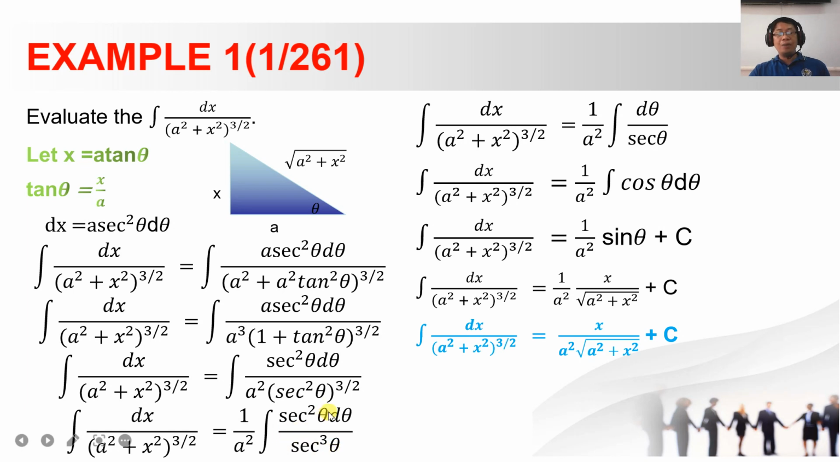So, ang sunod pong gagawin, simplify ulit. O, pag sinimplify, syempre, cancel na yung secant squared theta. So, may matitira tayo na secant theta sa denominator. So, ngayon, pagdating po dyan, this is a new problem. It means after trigonometric substitution, yung problem natin na integral of dx over a squared plus x squared raised to 3 halves is naging 1 over a squared times the integral of d theta over secant theta. So, our goal now is to integrate d theta over secant theta.